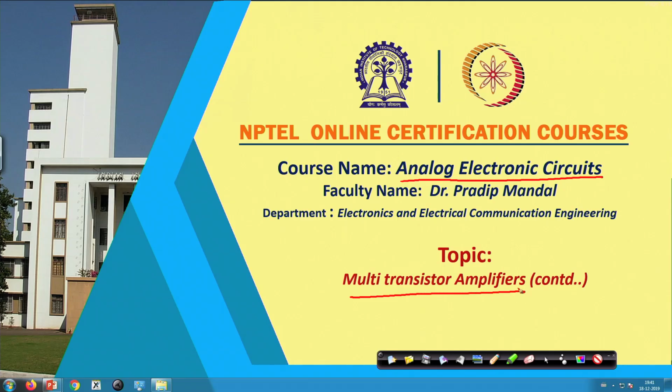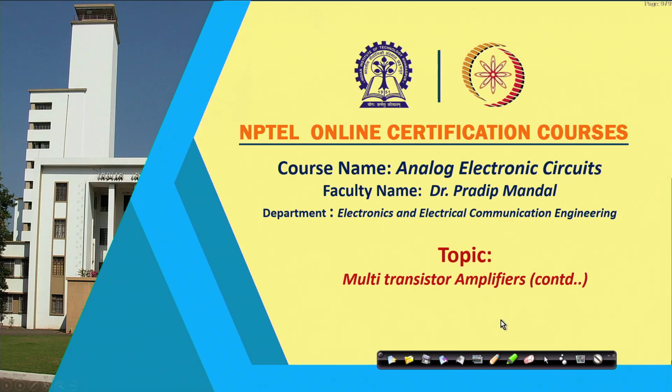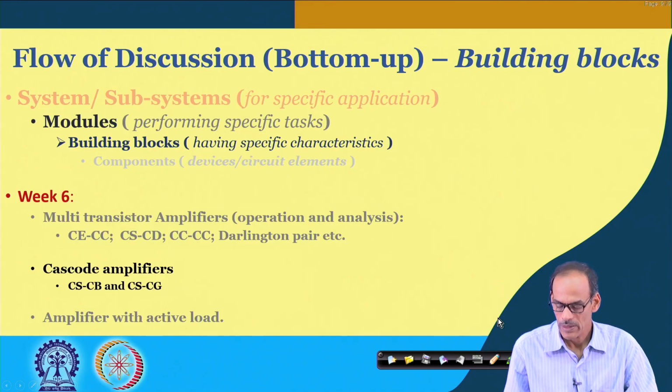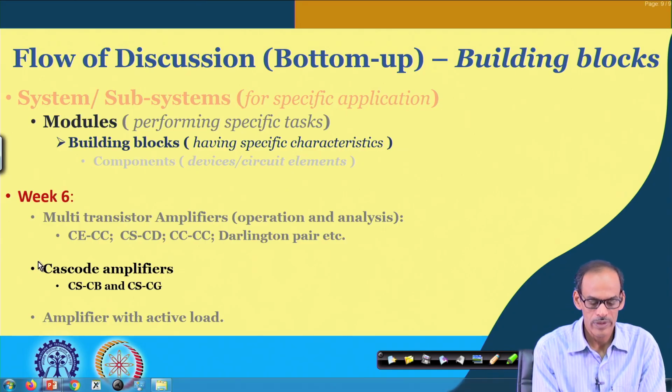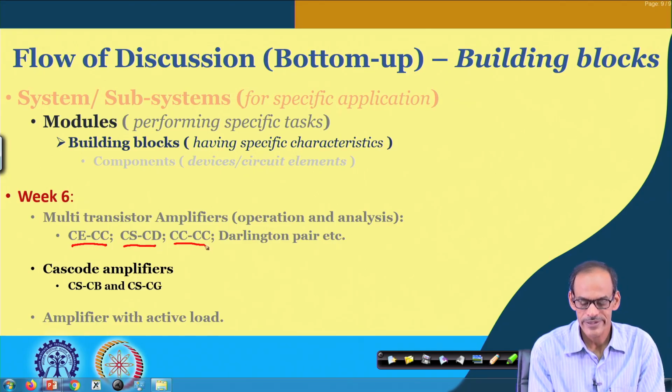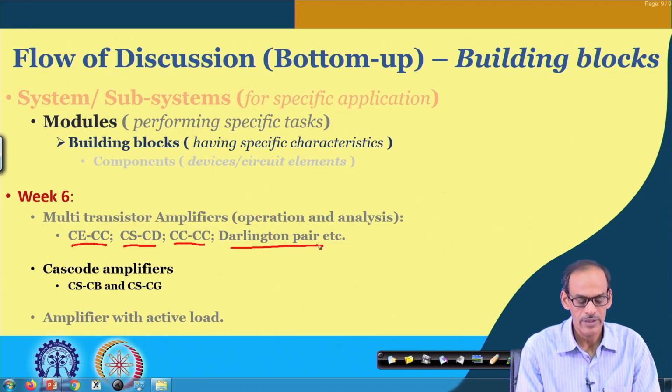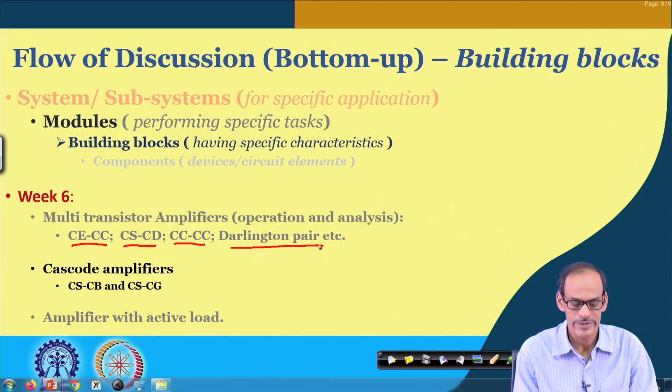Today's topic of discussion is multi-transistor amplifiers. In fact, this is a continuation of our previous discussion. According to our weekly plan, so far we have covered CE, CC, CS, CD, Darlington pair, etc., both theory as well as numerical examples.